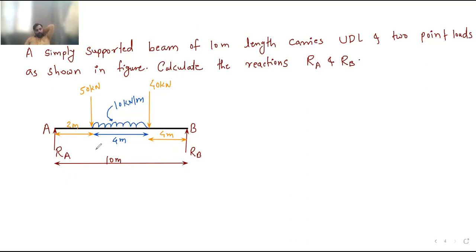Now we want to calculate the reaction at point A and the reaction at point B. It is a simple problem like the previous problem, only the UDL is added in the numerical. So first, as usual, we will take the moment, because if you apply summation Fx over here, you will not get anything because there is no horizontal force, no horizontal reaction. Now if you apply summation Fy, RA is also unknown to you, RB is also unknown to you, so you will get one equation in RA and RB. So instead of that equation, we will take moment. So I will take the moment at this point A equal to 0. You can also take moment at B equal to 0, no problem.